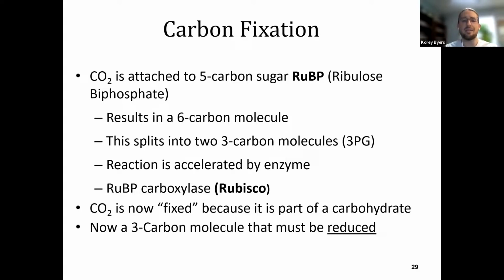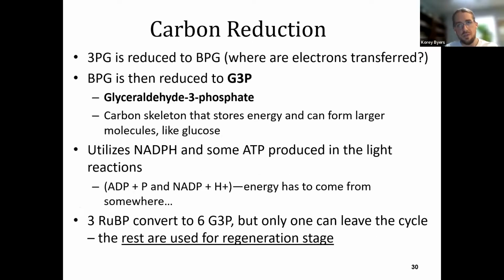The CO2, or carbon dioxide, is now fixed because it's part of that. It's a solid source now. It's now a 3-carbon molecule that we can attach some electrons to. What's it called when we attach an electron? It's called reducing. So we can now reduce that carbon.